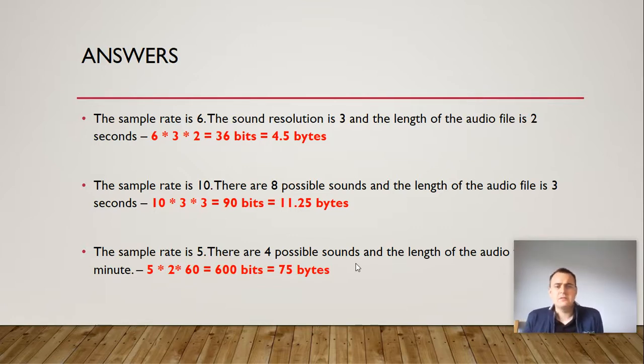The sample rate is 5. There are 4 possible sounds. So if it's 4 possible sounds, the audio bit depth is 2. And the length of the audio is a minute, so that's 60 seconds. So 5 times 2 times 60 equals 600 bits. And then that equals 75 bytes.